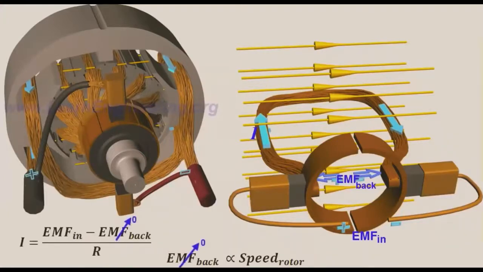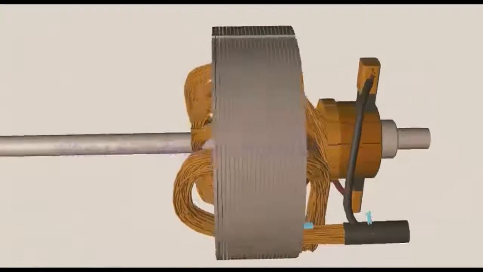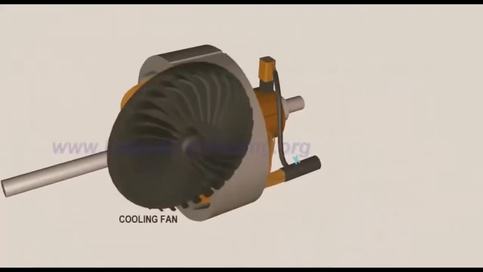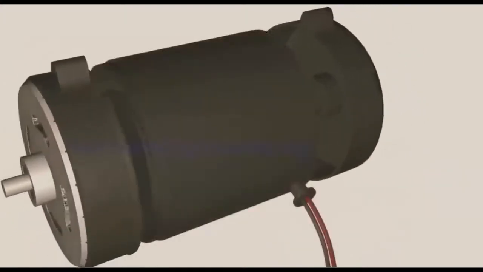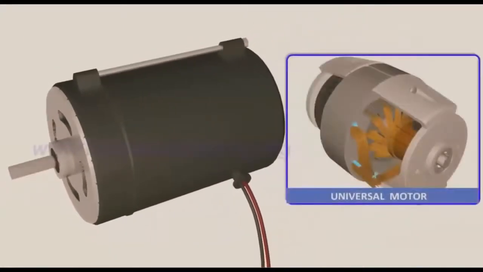Back EMF is proportional to the speed of the rotor. At the starting of the motor, back EMF is too low, thus the armature current is too high, leading to burnout of the rotor. A proper starting mechanism that controls the applied input voltage is necessary in large DC motors. One of the interesting variations of the DC motor is the universal motor.